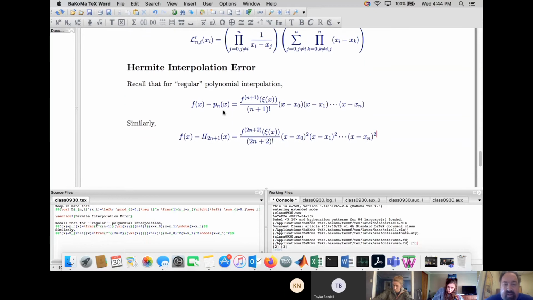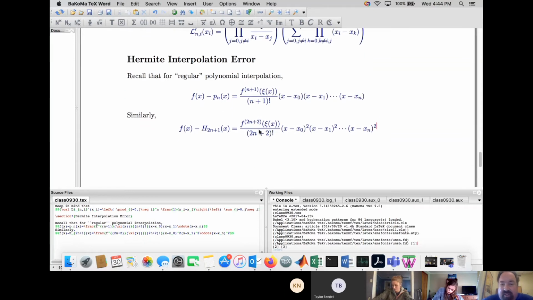Okay. All right, which makes sense because I've talked about how in osculatory interpolation, you're taking each of your x values. In the Hermite case, you're listing them twice, once for the function value, once for a derivative. So it makes sense that they would be squared in this error formula.